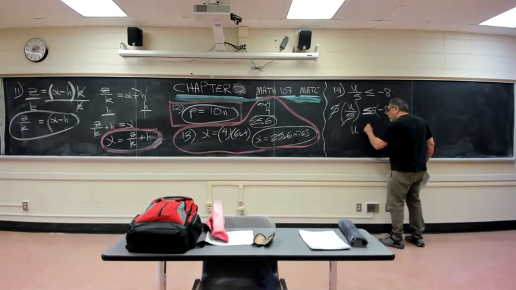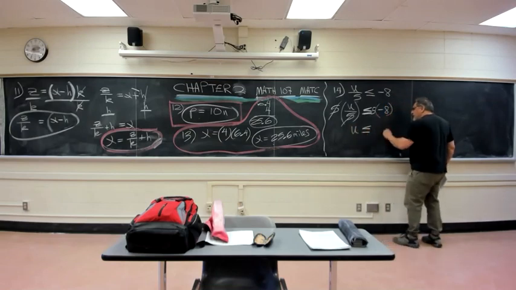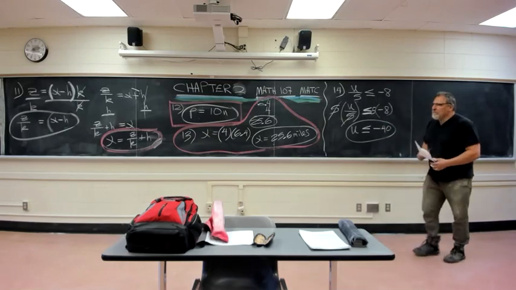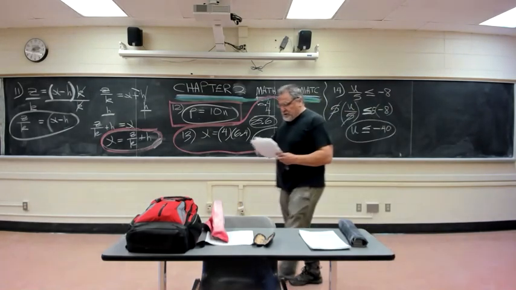Multiply by 5 on each side. These cancel. You've got the u right here. 5 times negative 8 is negative 40. You're done. Done. It's all values of u.